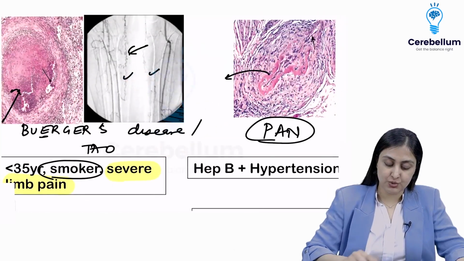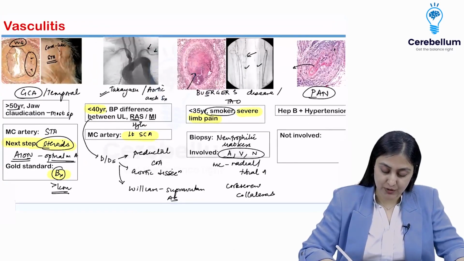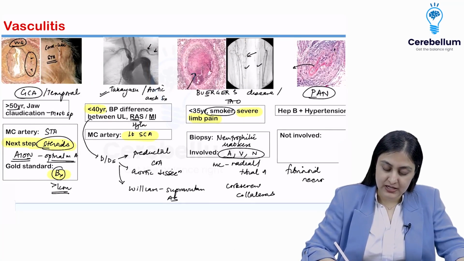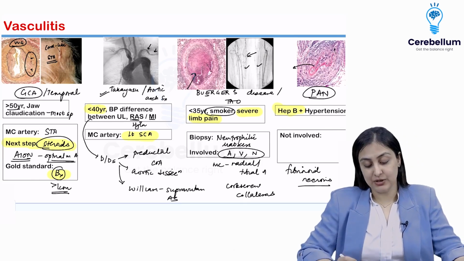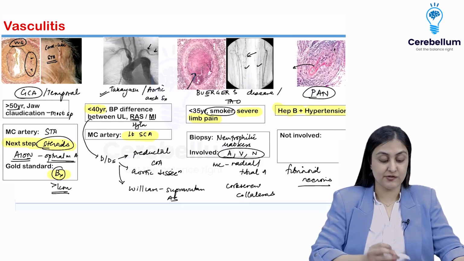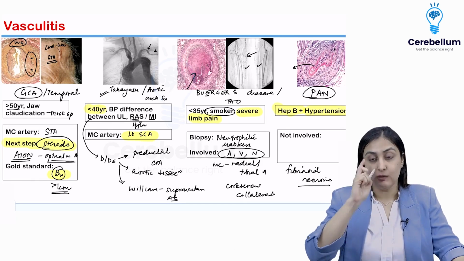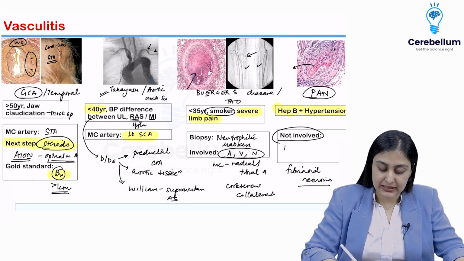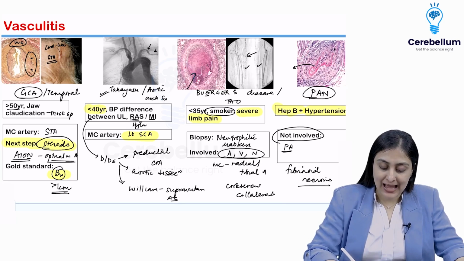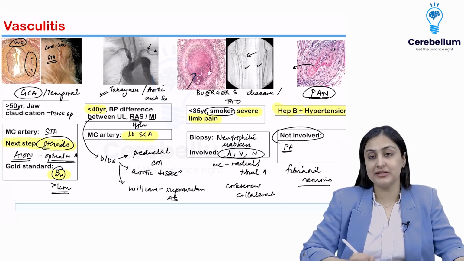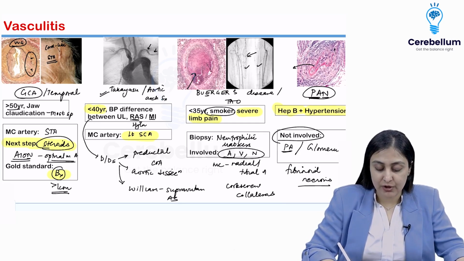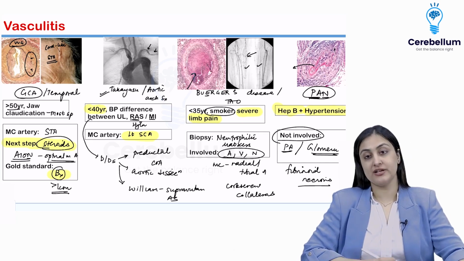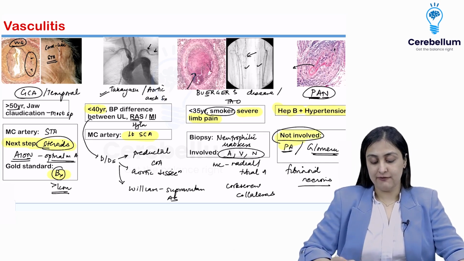This image is showing you fibrinoid necrosis. So remember, you're going to be seeing fibrinoid necrosis in PAN. Hepatitis B, very important, and you can also see hypertension because of renal artery getting involved. What is not involved is pulmonary artery. So PAN, PA, no, pulmonary artery is not involved. Glomeruli are not involved, obviously, because it is small vessel. Alright, so this is very important.